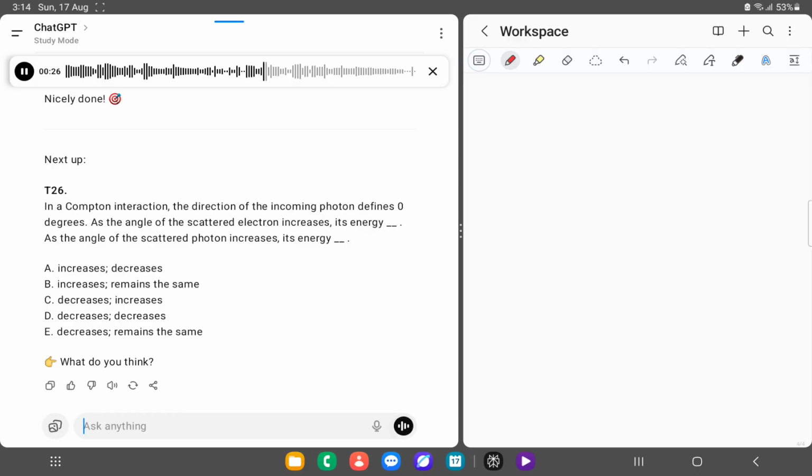In a Compton interaction, the direction of the incoming photon defines 0 degrees. As the angle of the scattered electron increases, its energy, and as the angle of the scattered photon increases, its energy: A, increases, decreases. B, increases, remains the same. C, decreases, increases. D, decreases, decreases. E, decreases, remains the same. What do you think?